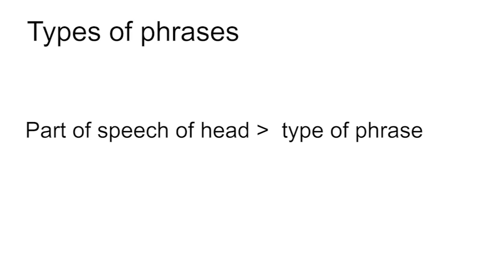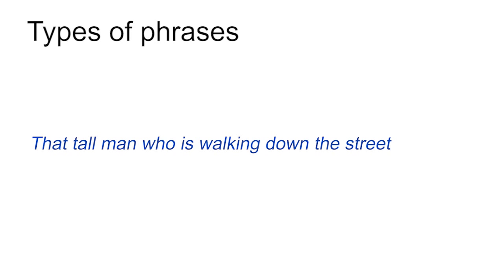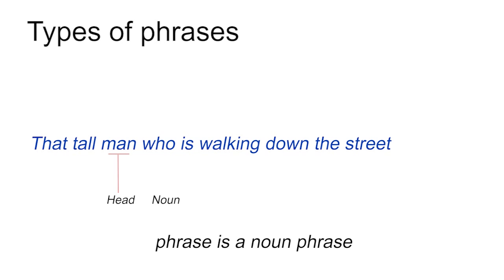We said that in the phrase, "that tall man who is walking down the street," the head is man. Man is a noun, and this means that the phrase, "that tall man who is walking down the street," is a noun phrase. It is a noun phrase because its head is a noun.